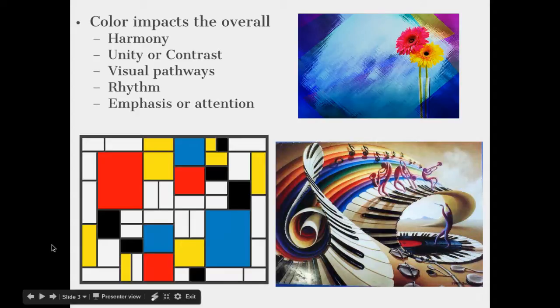So color impacts the overall harmony of a piece, so how a piece pulls together, the unity, or the contrast, so whether it's pulling together or coming apart. It can also create a visual pathway. So in this piece, it kind of gathers your eyes to follow the piano, see the numbers and the instruments, and all this other stuff, including right here. There's actually one of the note symbols right there. It gives you a sense of rhythm, and it also can create an emphasis or cause you to pay attention to something very specific.